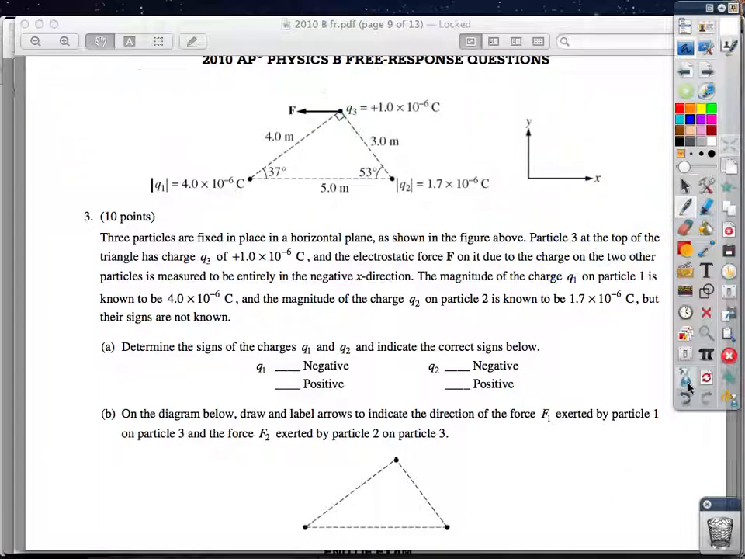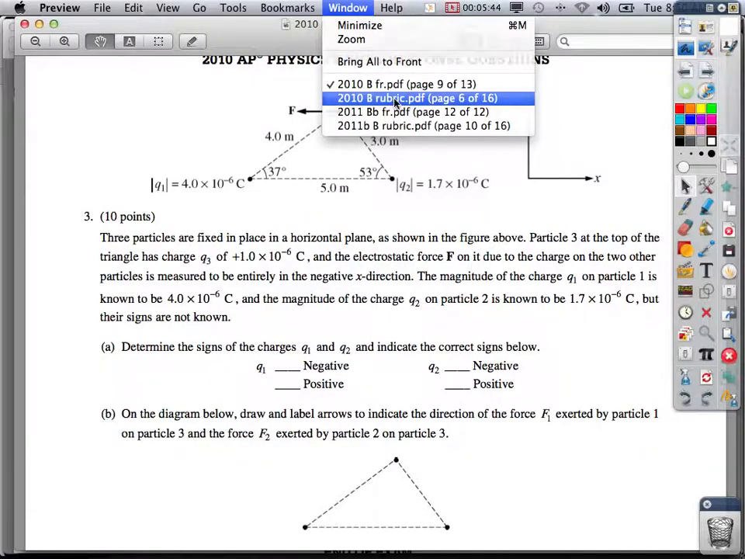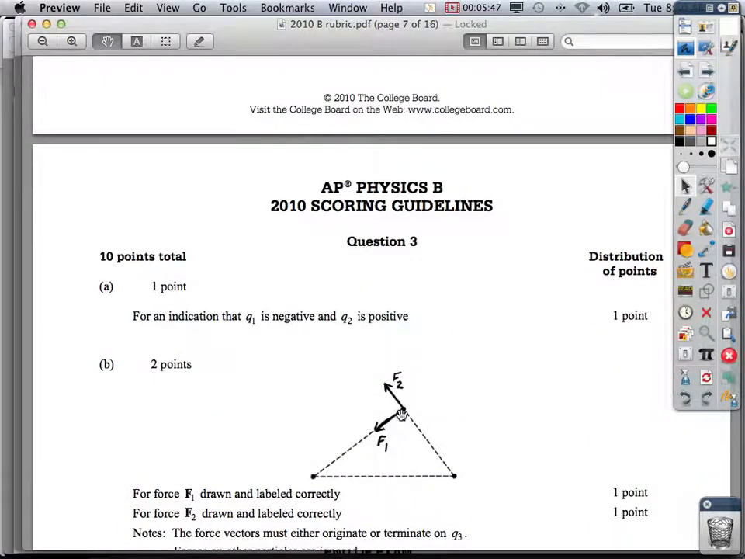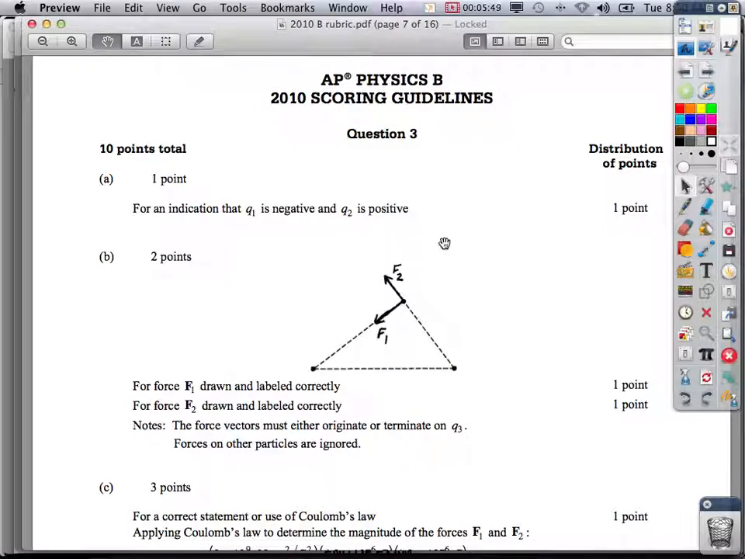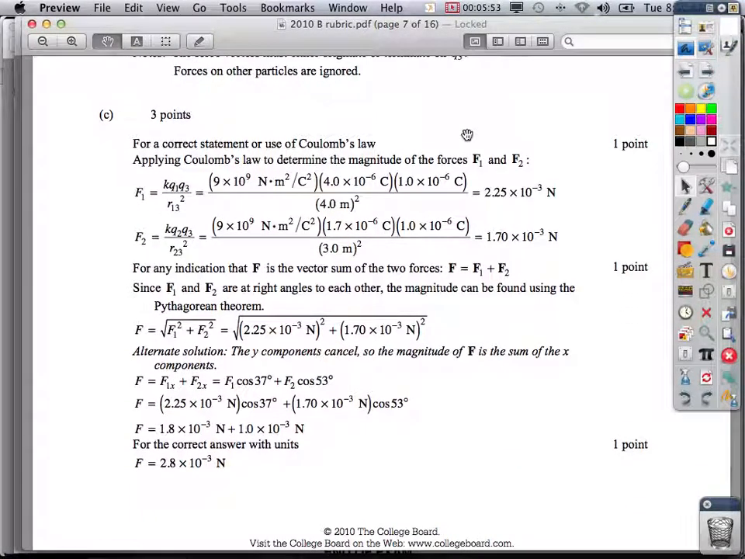Questions? Just to keep us on the straight and narrow here, let's take a look. Q1's negative, positive, that's good. There's our 2. Good, we're good.